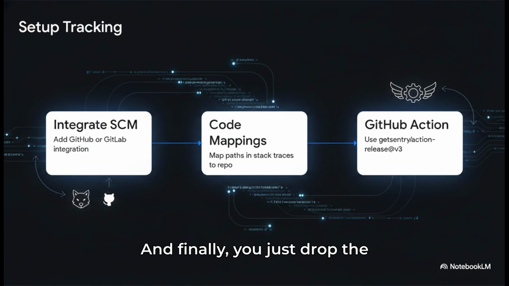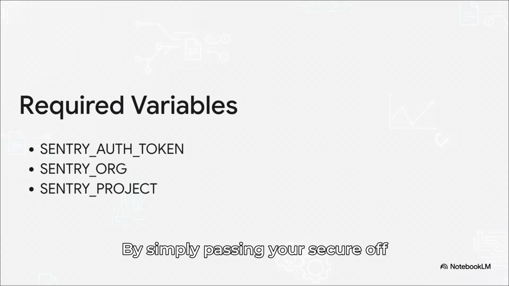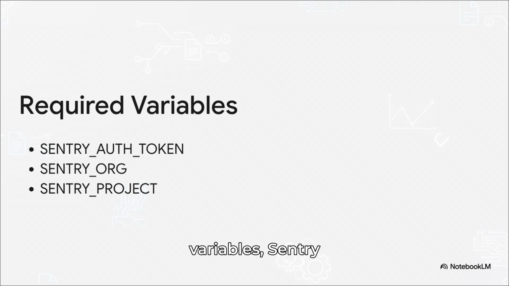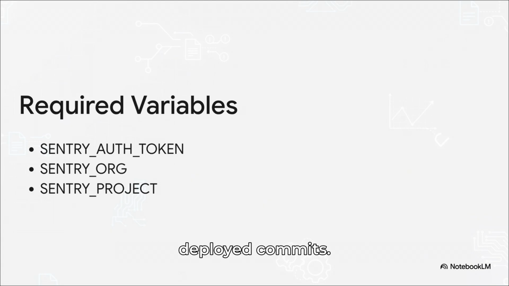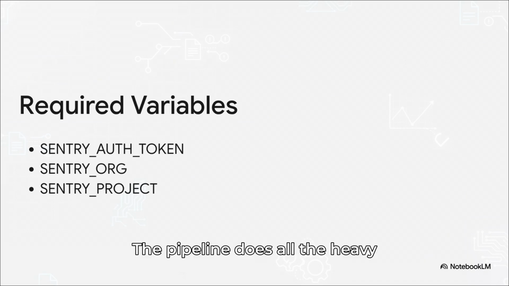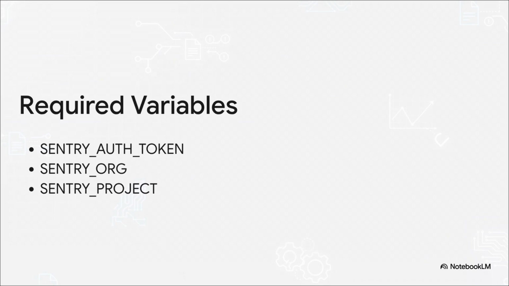And finally, you just drop the officially supported Git Sentry Action Release version 3 straight into your deployment pipeline. By simply passing your secure auth token, your organization slug, and your project name into the pipeline as environment variables, Sentry essentially takes over. It automatically creates a release object, injects debug IDs into your source files, handles uploading all those source maps, and associates the newly deployed commits. You literally don't have to manually update a thing. The pipeline does all the heavy lifting every single time you merge.